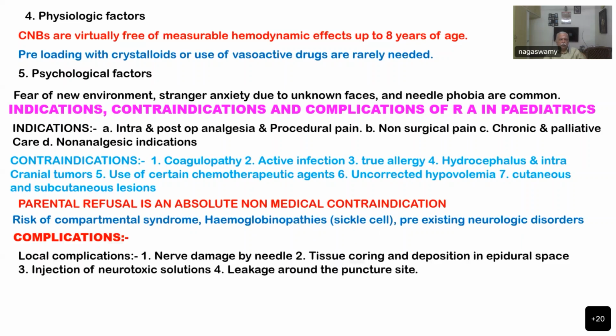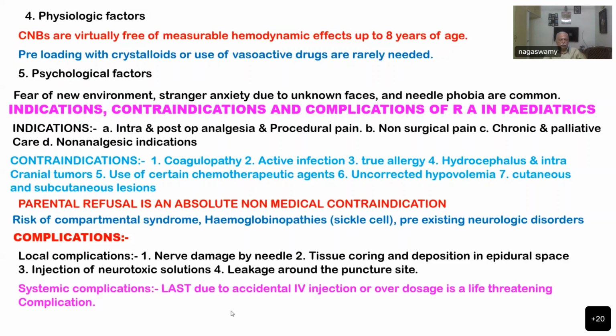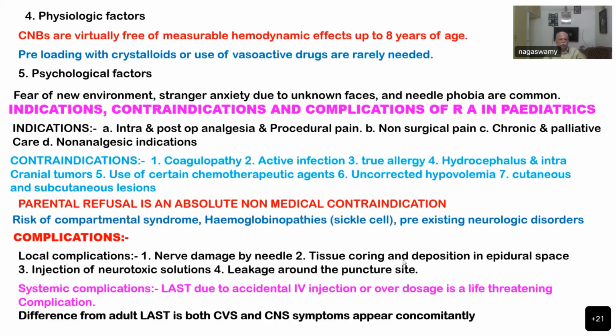What are the complications you can produce? You can produce nerve damage by needle, tissue coring and deposition in the epidural space, injection of neurotoxic solution into the nerve directly causing permanent damage, or sometimes we can have leakage from the puncture site because the skin and the soft tissues are very, very brittle and soft. If you use a very large bore needle, you can have continuous leakage of CSF or other fluid from that site. Systemic complication, of course, last is due to accidental IV injection or overdose, and it can be a life-threatening complication.